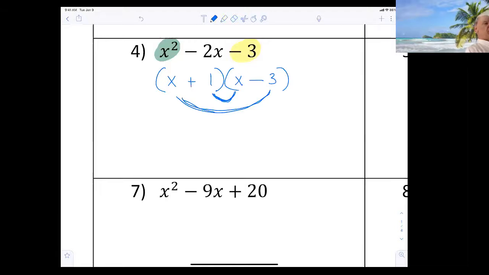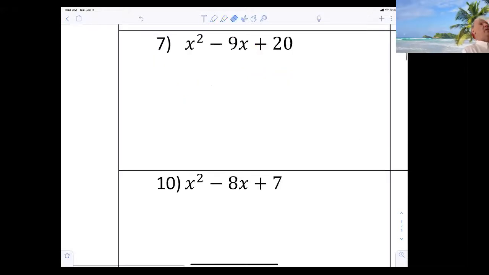If the 1 is negative and the 3 is positive, then that would be positive 2. Makes sense, right? All right, good question. All right, now we're going to jump down to number 7.